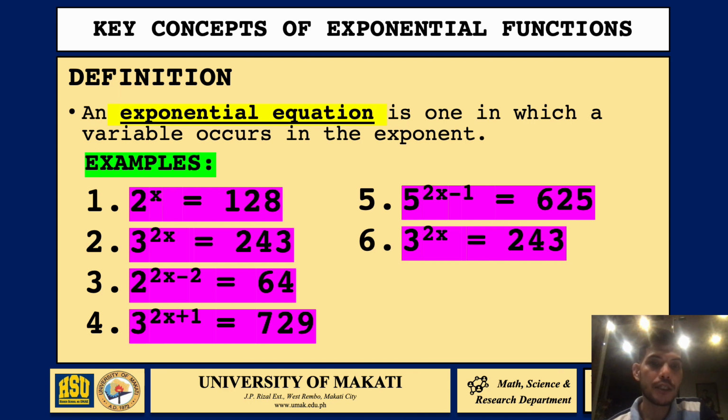Another example is 3 raised to 2x, which is equal to 243. And this is an example of an exponential equation because the exponent in the left member of the equation is 2x, which contains a variable.